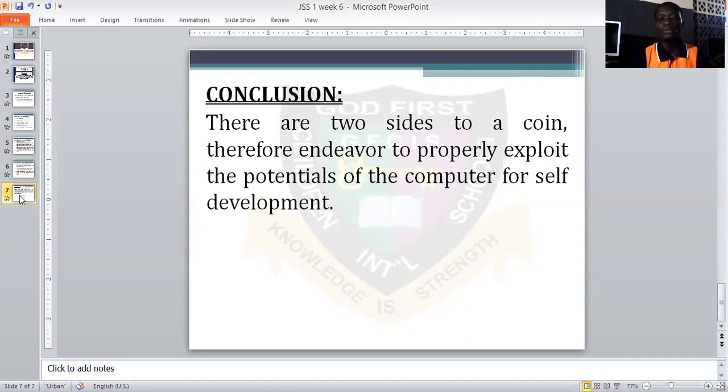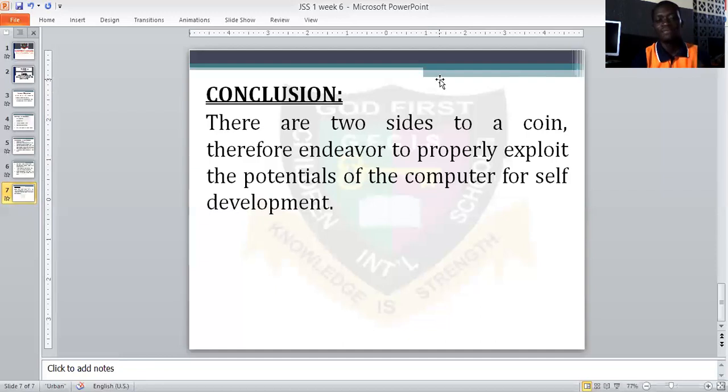So I will implore you, students, to use the computer for the betterment of your life. Use the computer to improve your education. Use it to increase your level of reasoning. Use the computer in a way that will favor you and add value to your life. So harnessing the advantages of the computer is key. Endeavor to use it for self-development.